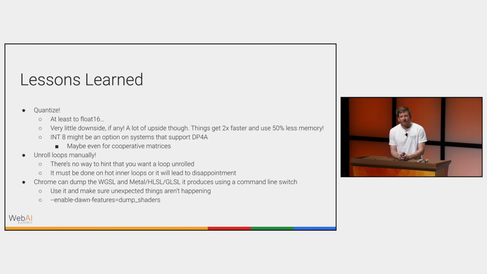Loop unrolling is super important also. WebGPU has no way of hinting that you want a particular loop unrolled. So if you have a very hot inner loop, you're better off unrolling that, because otherwise you're leaving a lot of performance on the table. This is in particular a problem for Metal. The Metal compiler doesn't seem to do as good of a job of unrolling loops as the DirectX compiler does. But either way, it's better to be explicit.